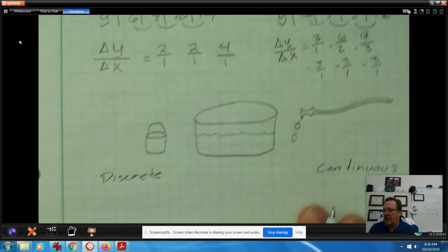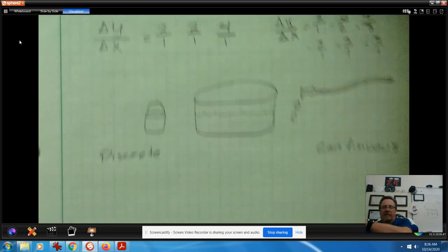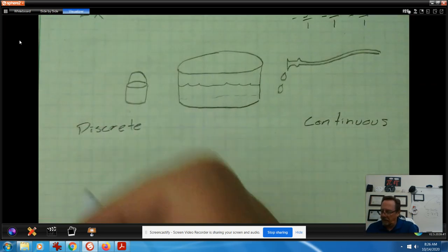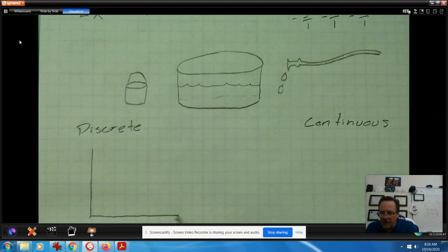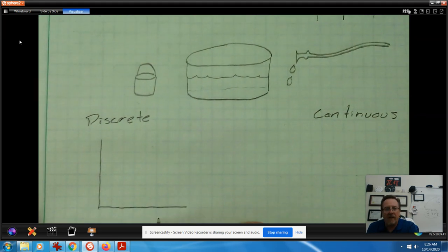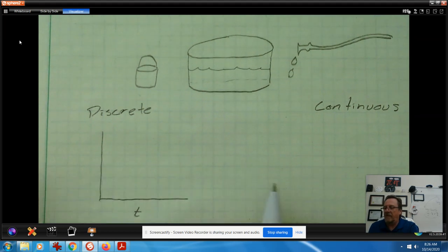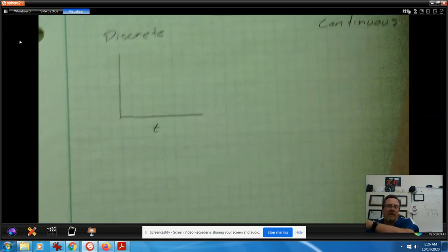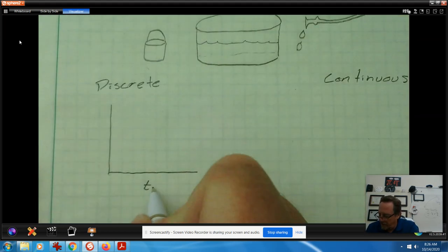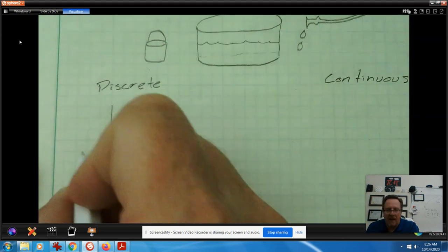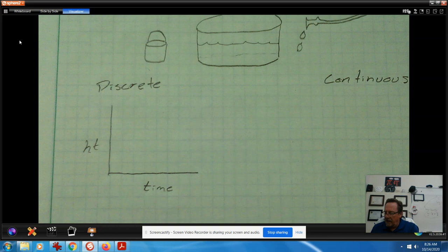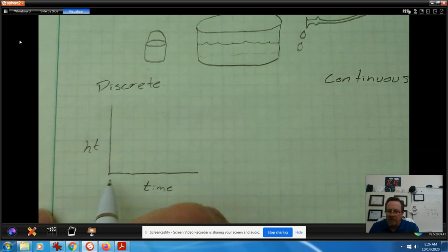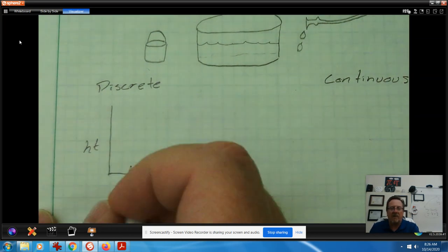If I were to sort of graph this idea, I could have a little graph that says, all right, time that it takes to fill my swimming pool on the bottom, and height on the side. It starts off at 0, right? 0 height. I haven't put any water in.